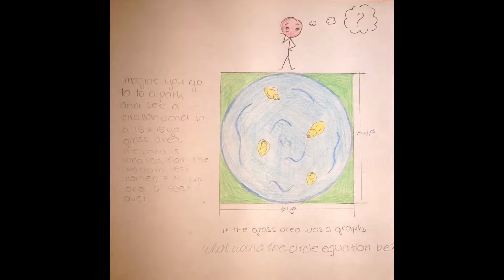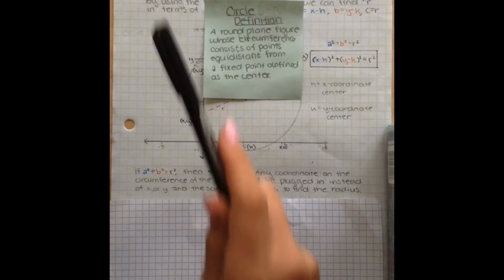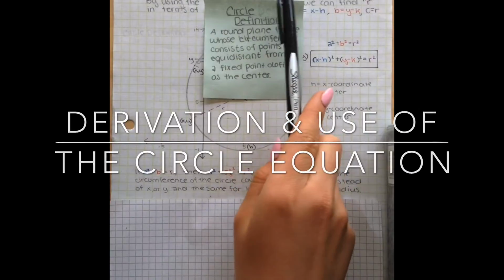Imagine going to a park and seeing a circular pond in a 15 by 15 yard grass area. The pond is located from the bottom left corner 7 feet up and 6 feet over. If the grass area was a graph with the bottom left corner being the origin, what would the circle equation be? We're explaining the derivation and the use of the circle equation.